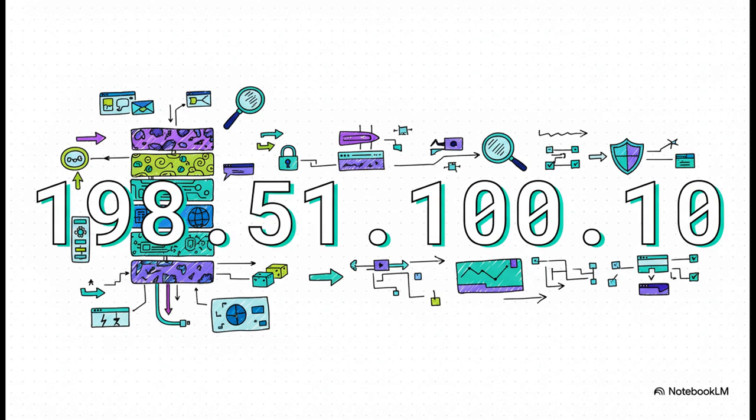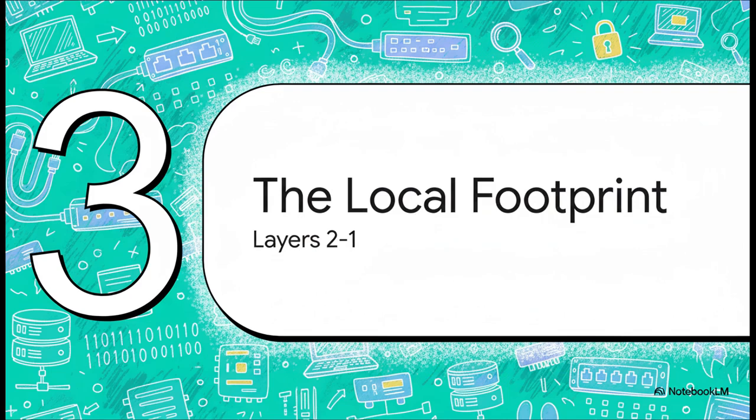Now, sure, these can be faked or hidden behind proxies, but more often than not, it's the single best clue for figuring out where on planet Earth an attack actually came from. So we've traced the attack from the vast internet right up to our network's front door, but now we have to find the exact device inside the building. For that, we need to zoom in from the global internet to the local network, and that is the job of layers 2 and 1.